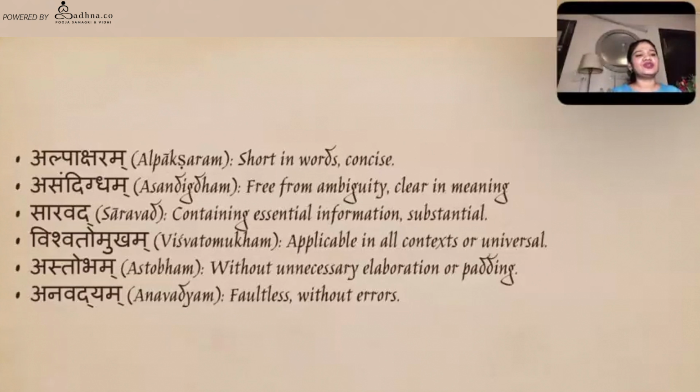Then astobham. Astobham means it should not have unnecessary explanation. If you understand Sutra Parampara, I have some examples to show you how it is astobham. Like right now, what I'm doing is trying to explain one concept, which according to Sutra Parampara is unnecessary, because Sutra Parampara is there to compress the knowledge and put it into your brain like a chip. So a sutra should have this quality, astobham.